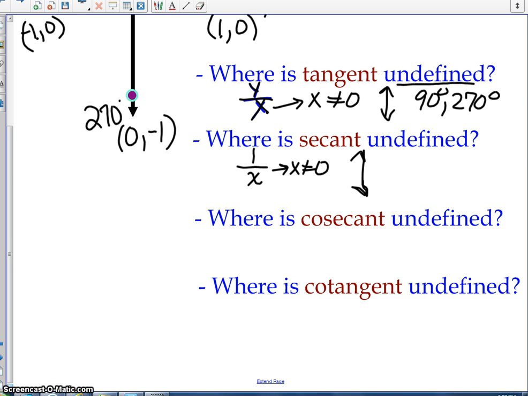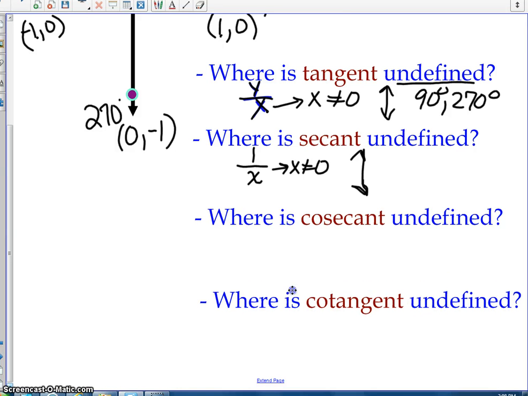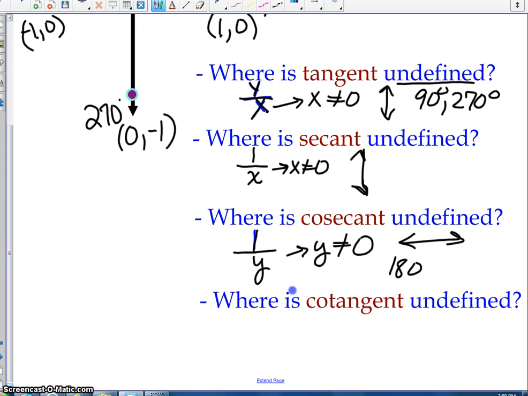Now we're going to talk about where cosecant is undefined. Cosecant, if you remember, is 1 over y. So now we're looking for where y is equal to 0, which is on the horizontal axis. So that's at 180 degrees and 360 degrees.